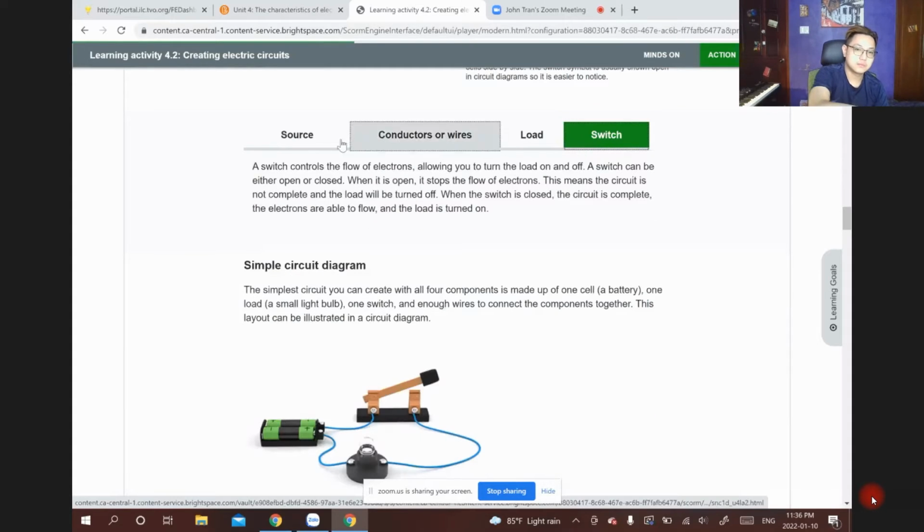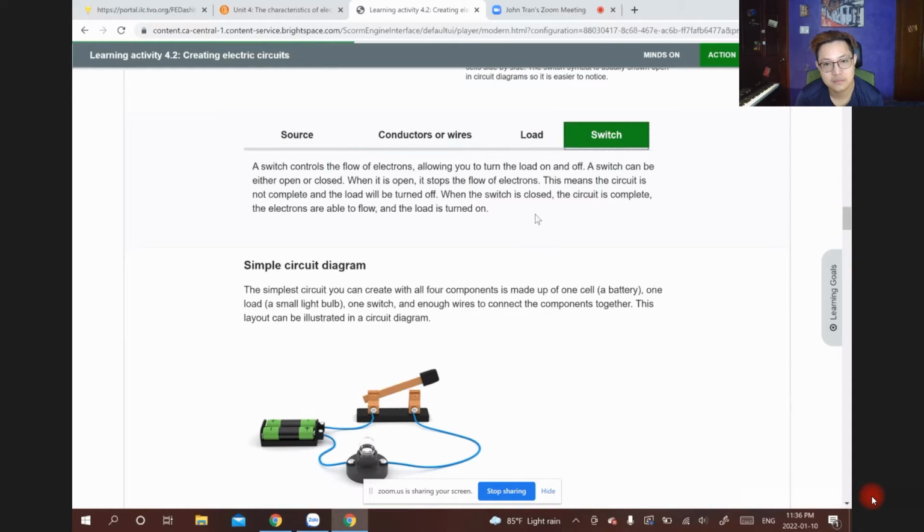Switch. A switch controls the flow of electrons, allowing you to turn the load on and off. A switch can be either open or closed. When it's open, it stops the flow of electrons. This means the circuit is not complete, and the load will be turned off. When the switch is closed, the circuit is complete. Electrons are able to flow and the load is turned on.